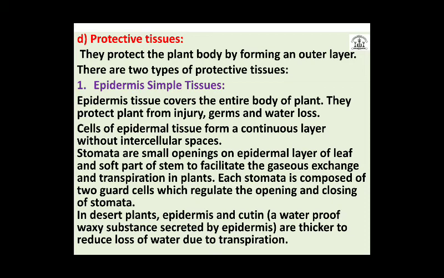And this stomata is present in epidermis and, as we discussed, allows gaseous exchange or transpiration in plants. So the stomata is responsible for the exchange of gaseous particles in plants. And next is in desert plants. In desert plants, this epidermis has cutin. So cutin is nothing but a waterproof waxy substance secreted by epidermis. So this cutin and epidermis are thicker so that water loss is further reduced.